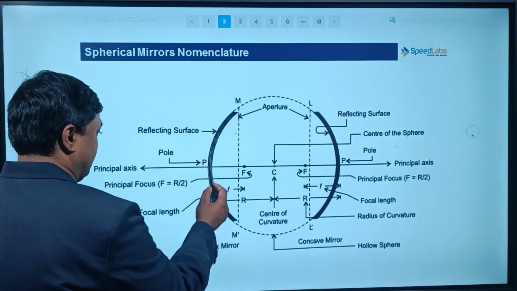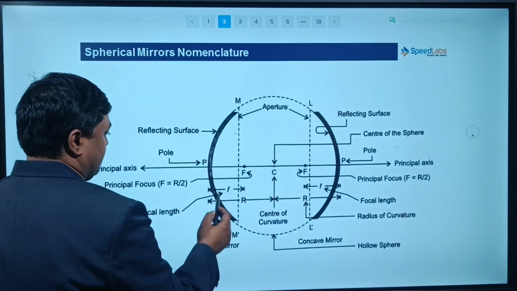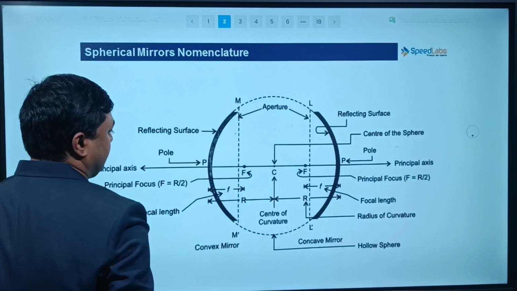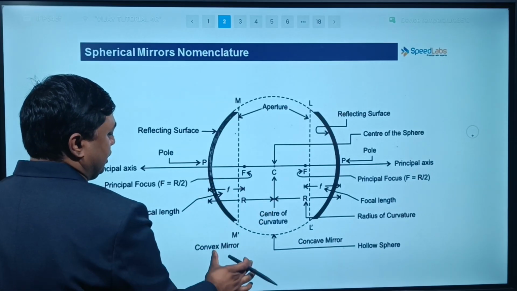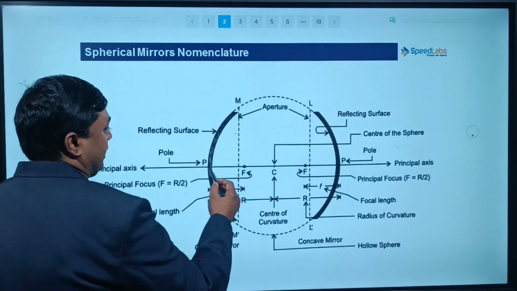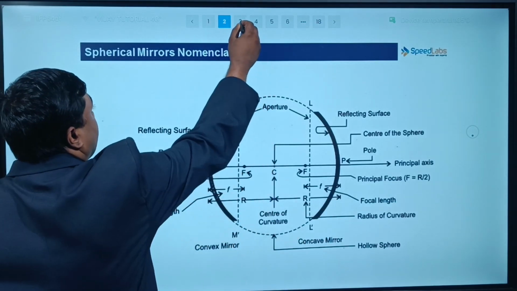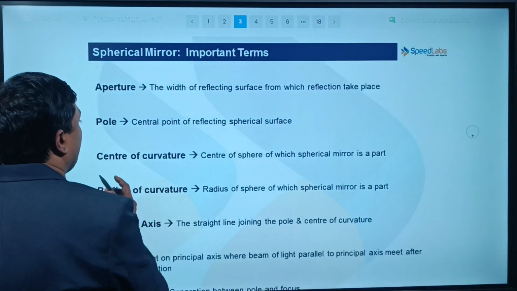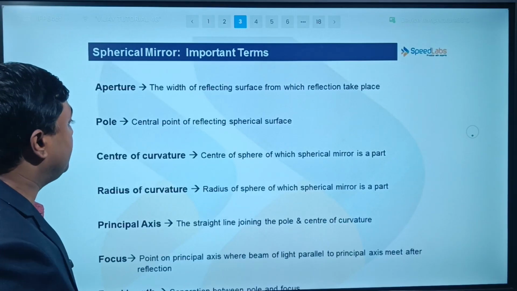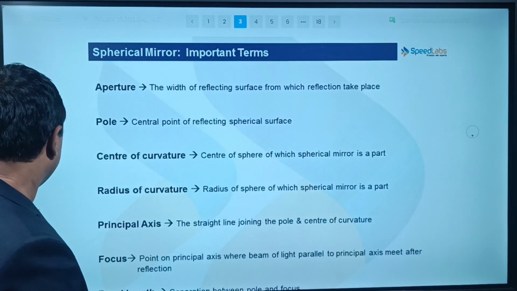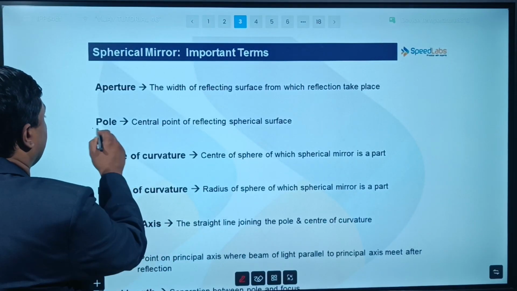Okay. Similarly, pole, center of curvature. P to F distance is the focal length. P to C distance is the radius of curvature. And the line is the principal axis. Here all the definitions are there. You can note them down. What is the pole? The central point of the reflecting spherical surface is called the pole.